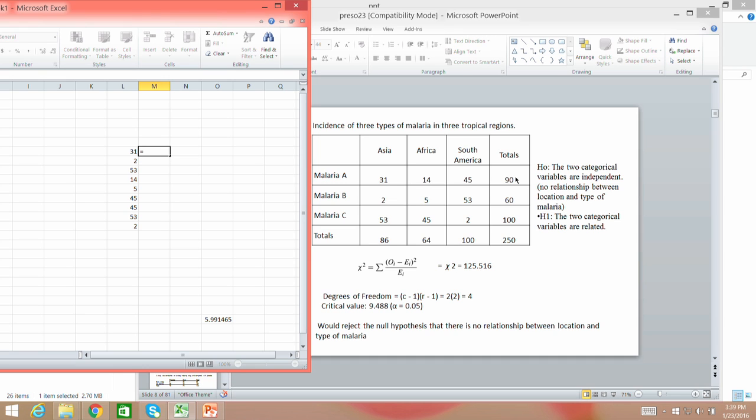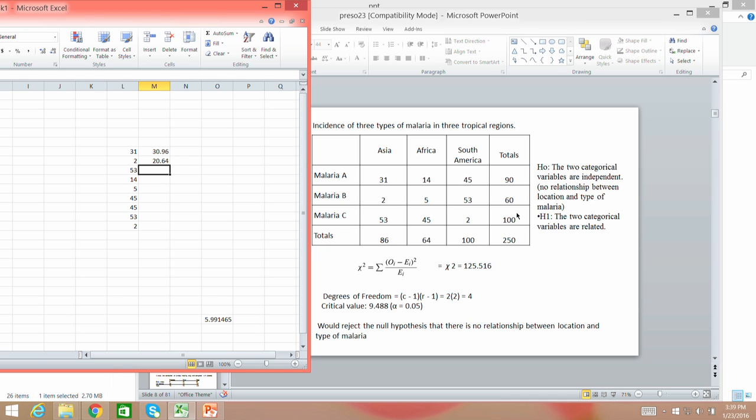86 divided by 250 into 90, that is we expect 30.96, because 86 is the summation of this, 250 is your grand total, and the summation of this is 90. So you take that same ratio, you will get it as 86 divided by 250 into 90. Okay, so for this, what is that ratio? 86 divided by 250 into 60.